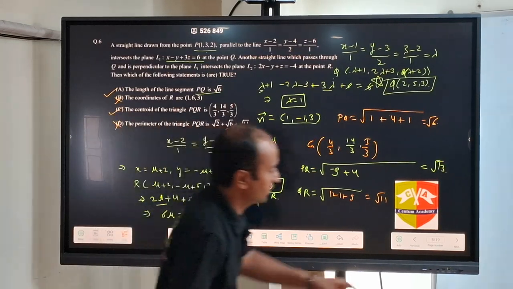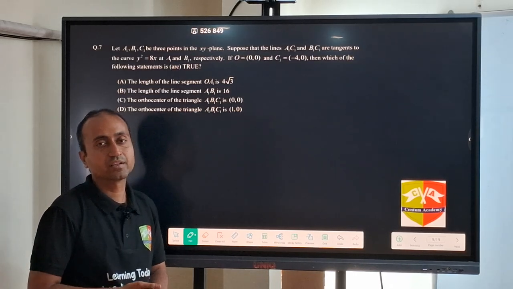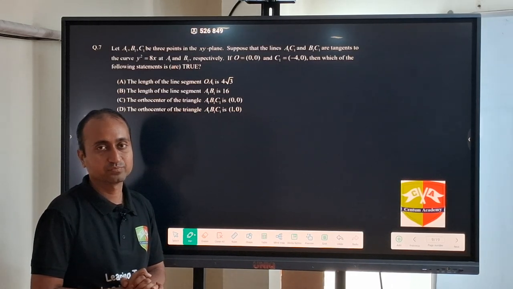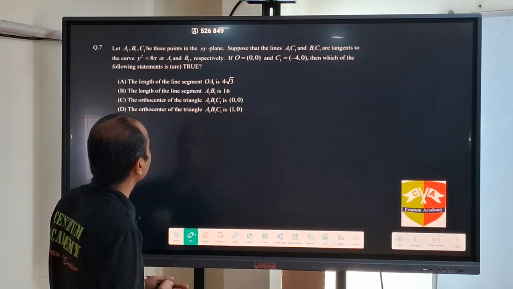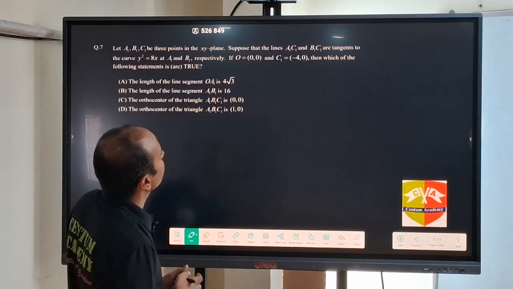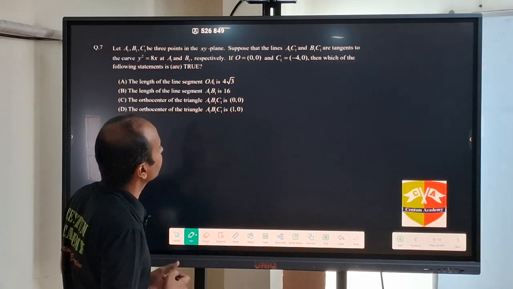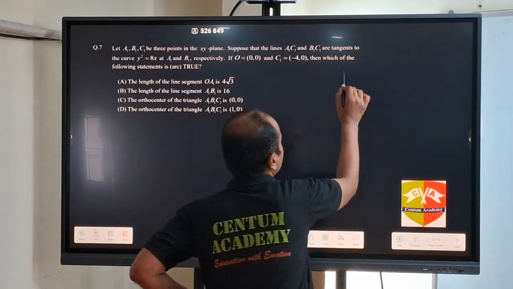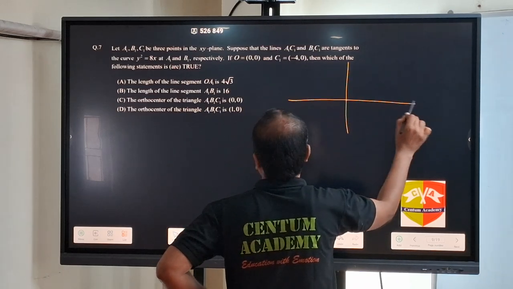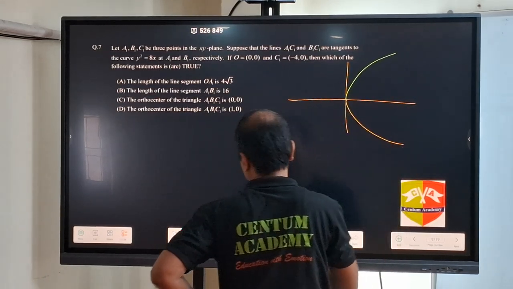All right. Next is, again, a slightly lengthy but conceptually easy question of 3D. Next is, let A1, B1, C1 be three points in the XY plane. Suppose A1C1 and B1C1 are tangents to the parabola y square equals 8x, where C is (minus 4, 0). From an external point on the axis of the parabola y square equals 8x, two tangents are being drawn. It will be a very, very symmetric curve actually.